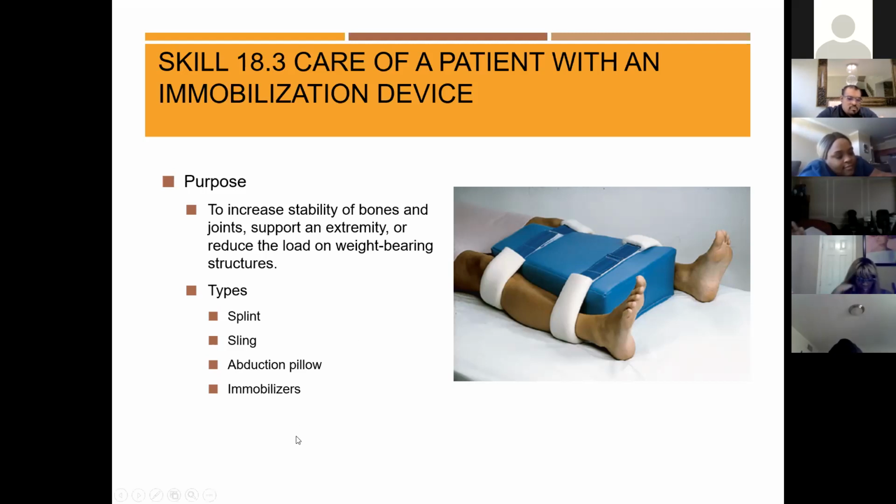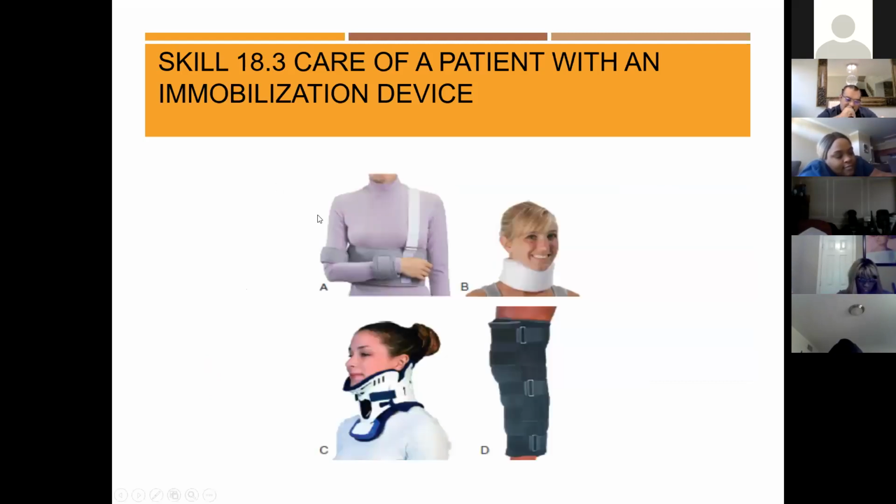All right. And here's pictures of the others. So you have a sling here. We all know the neck brace, you know, back in the day. I don't know if people still do it nowadays. I haven't seen anybody do it lately.